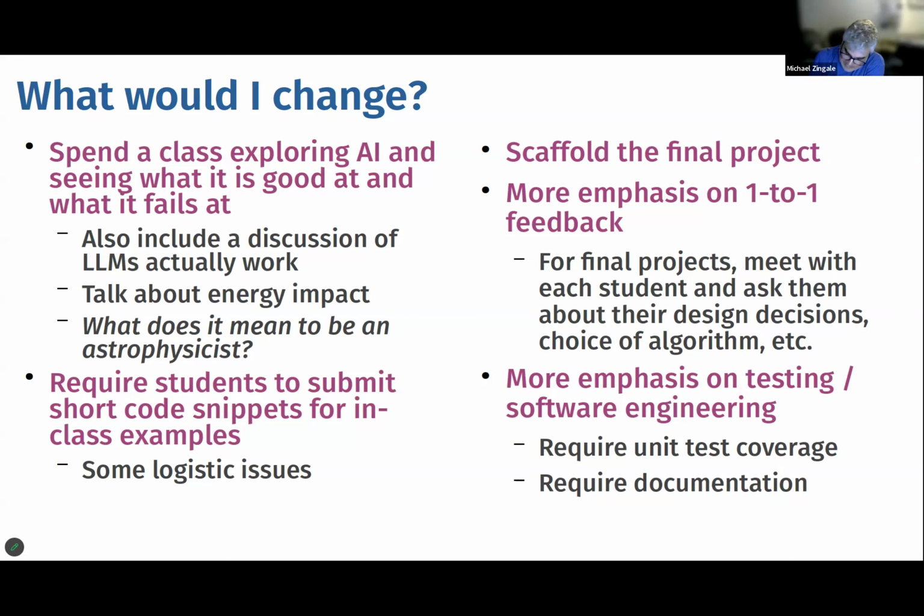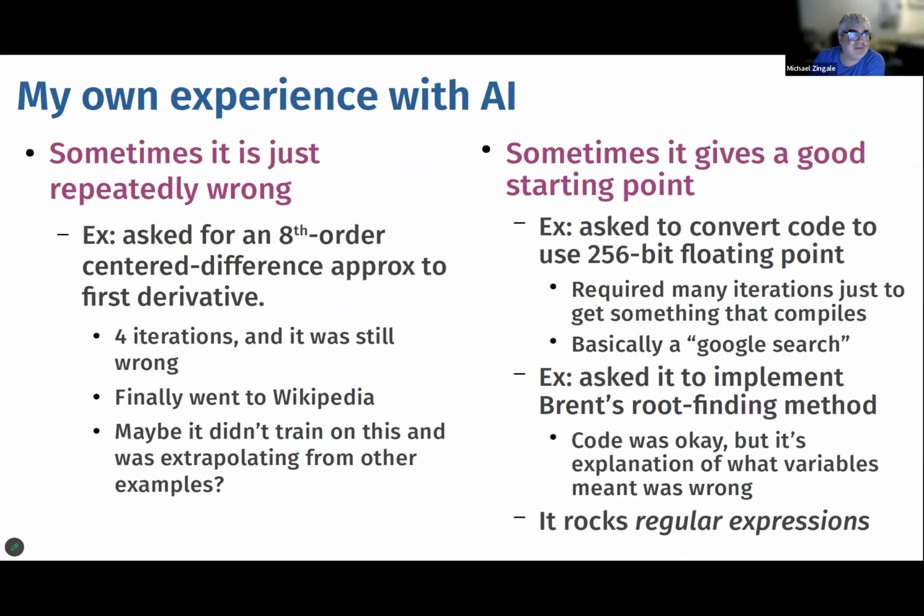And as I said, I think an emphasis on testing, because we shouldn't just trust what AI gives us without spending the time to verify things. My own experience: sometimes it's just repeatedly wrong. Just recently, I was doing some finite difference stuff. I said, hey, give me an 8th order center difference approximation to a first derivative. And it gave me something confidently, and it was wrong. I could tell it was wrong.